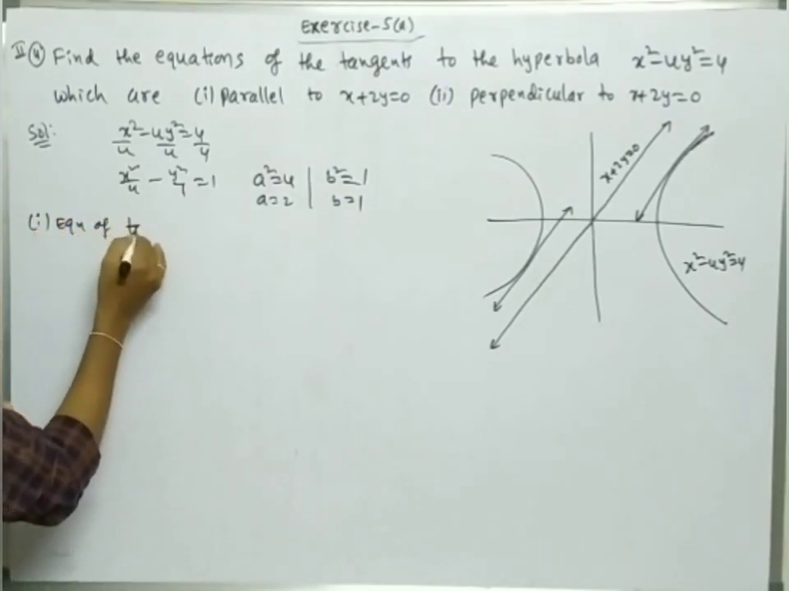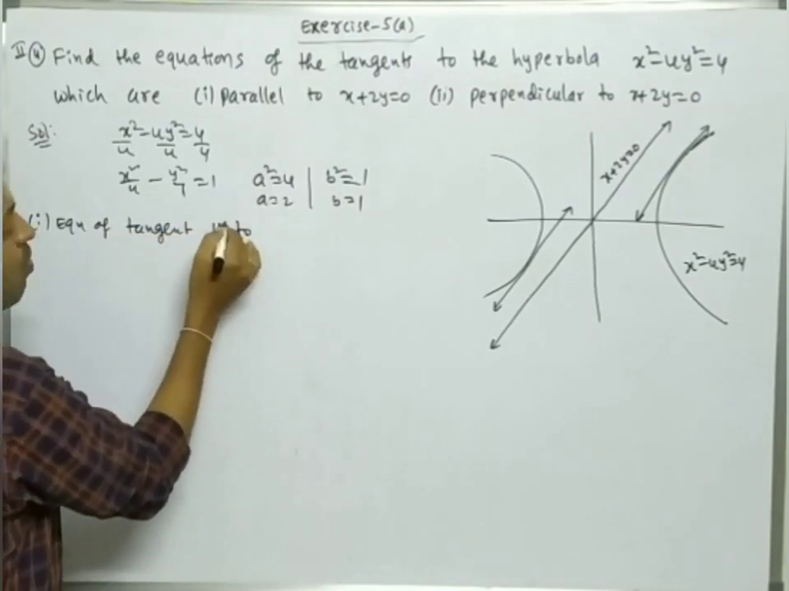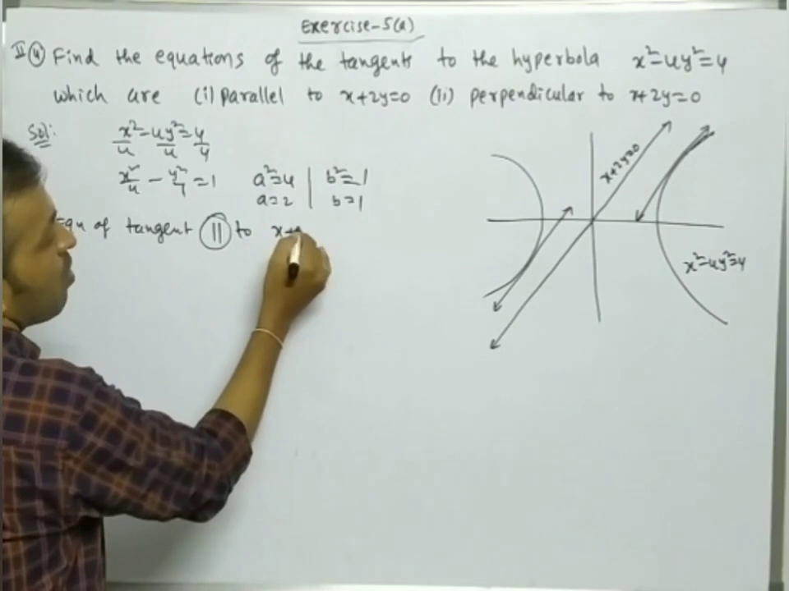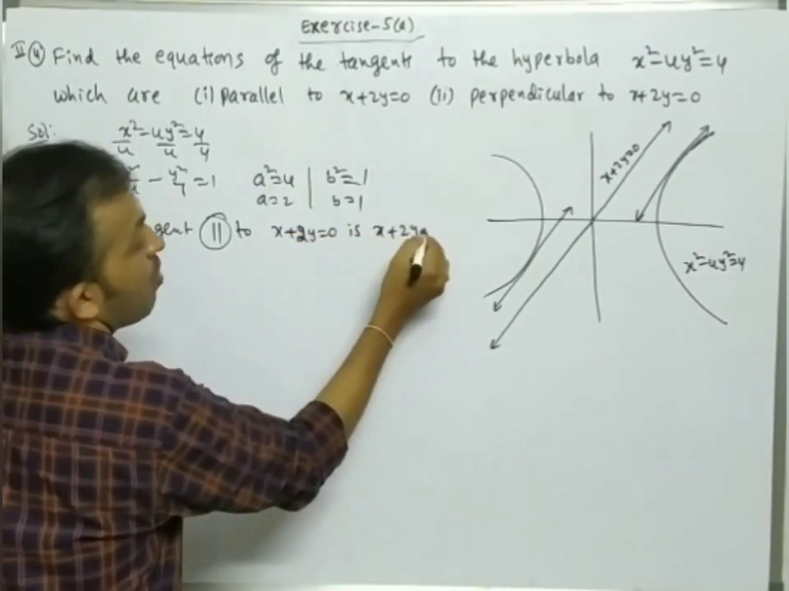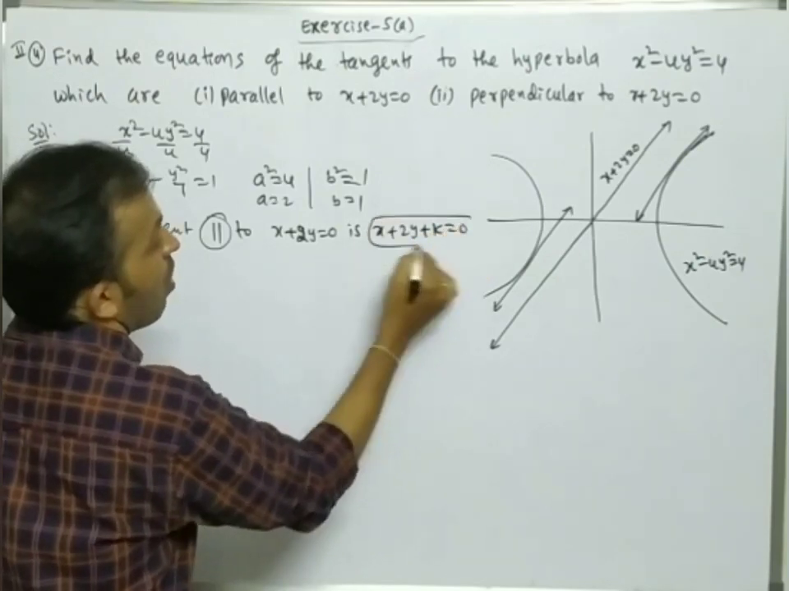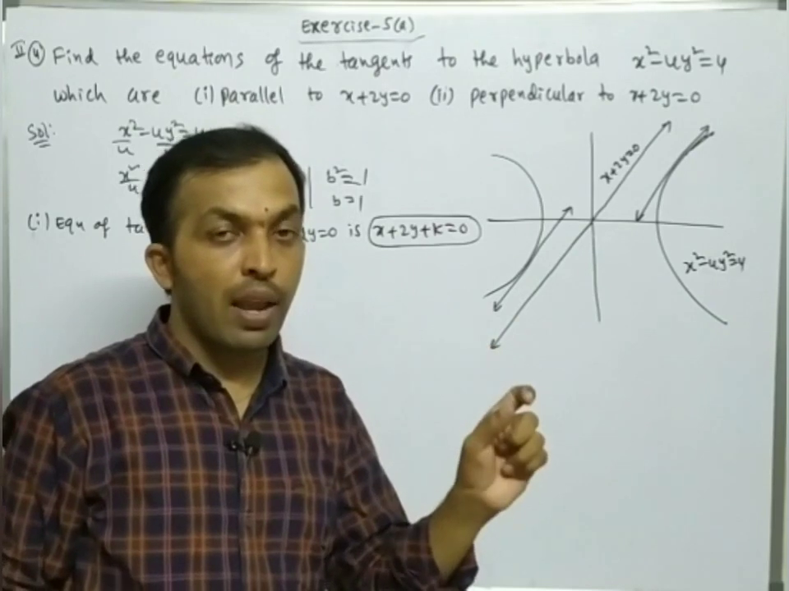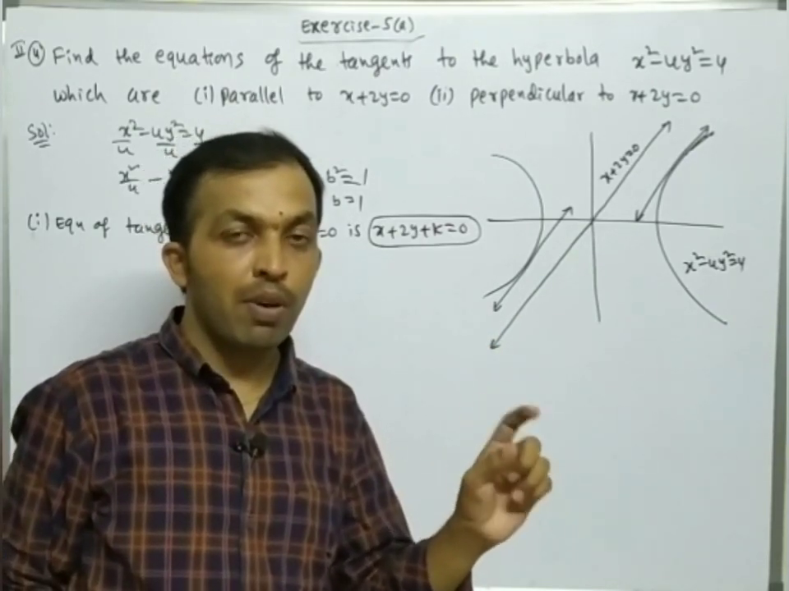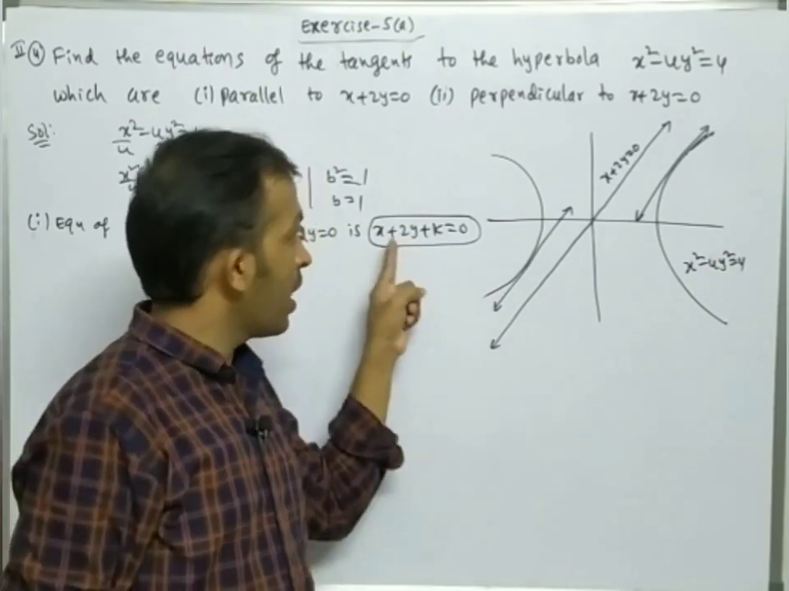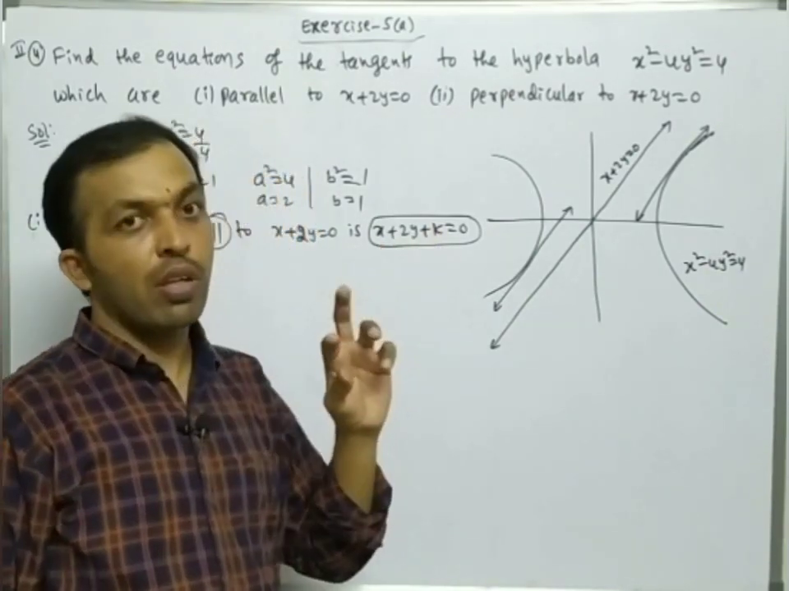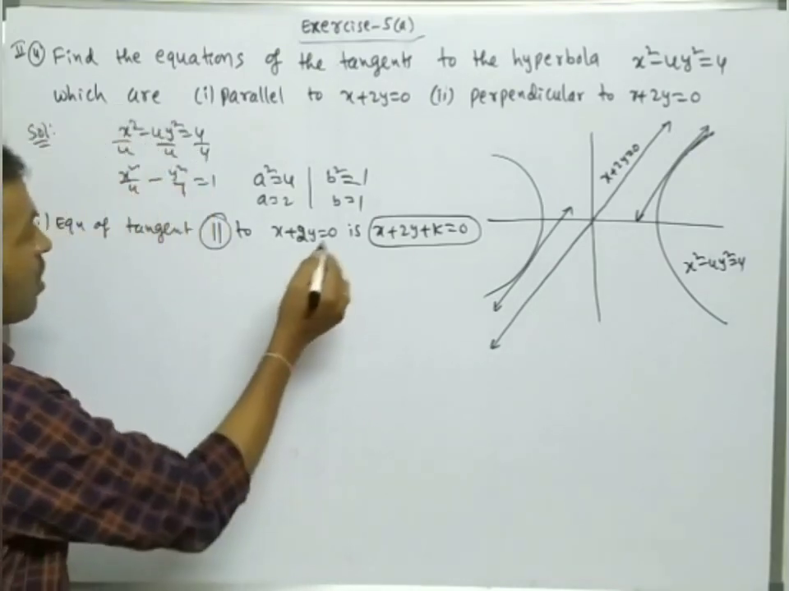Now the equation of tangent parallel to x plus 2y is equal to 0 is x plus 2y plus k is equal to 0. Already I gave one formula in the ellipse chapter. If a line is parallel to ax plus by plus c is equal to 0, then the line equation is ax plus by plus k is equal to 0. The two parallel lines differ by a constant only.